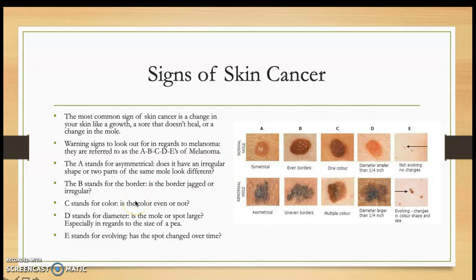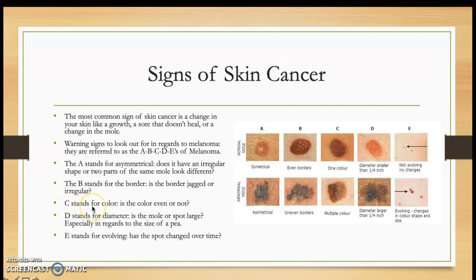And the B stands for the border, like is the border jagged or irregular? So if you look here at this mole, it's very even. It's nothing abnormal about it. But at this mole, you can see the borders are all over the place. Like it goes down here, it goes out here, really goes out here. So it's just very irregular and jagged.